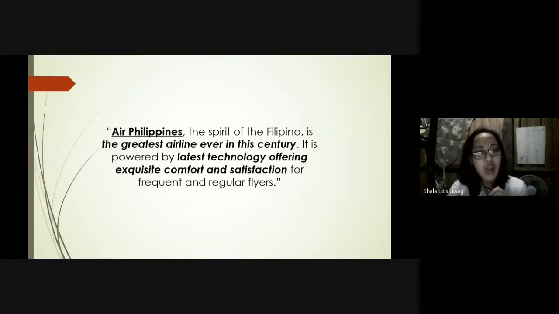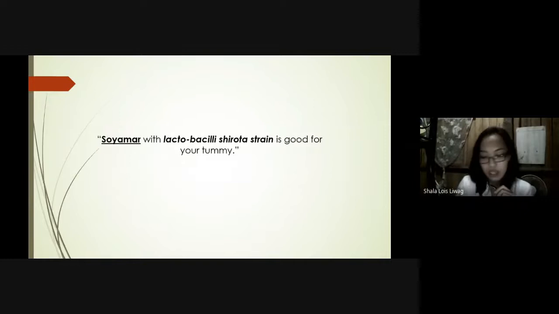It does not really explain how it is connected with what is being promoted. An example of this is Soyamar with Lactobacillus shirota strain is good for your tummy. We don't know what Lactobacillus shirota strain is, nor do we know what it has to do with the product. However, because it sounds scientific, we immediately trust it on face value.